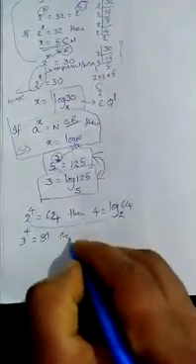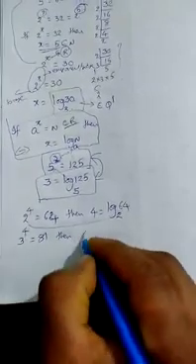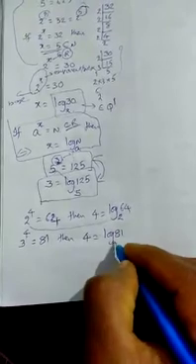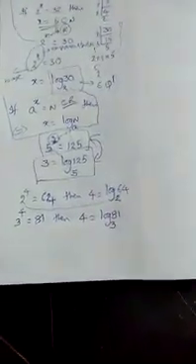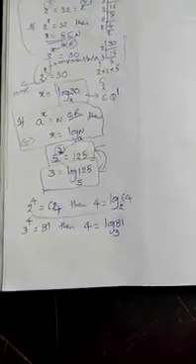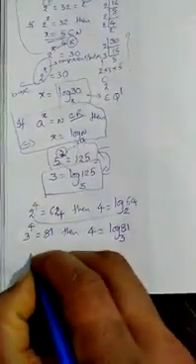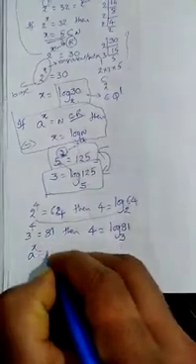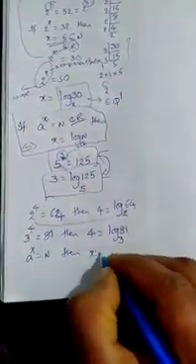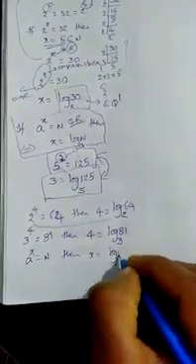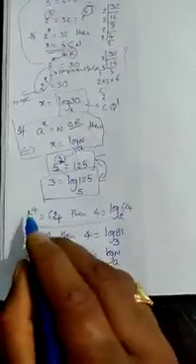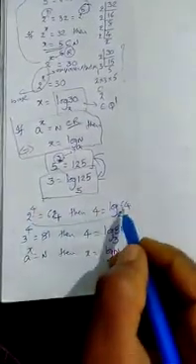Then how to write 81 as 3 to the power 4? 4 equals log 81 base 3. I think you are clear. Similarly, if I am giving you a power a^x equals n, and only the x value is required, then x equals log n base a. Here also base a. This is the conversion from exponential form to logarithmic form.